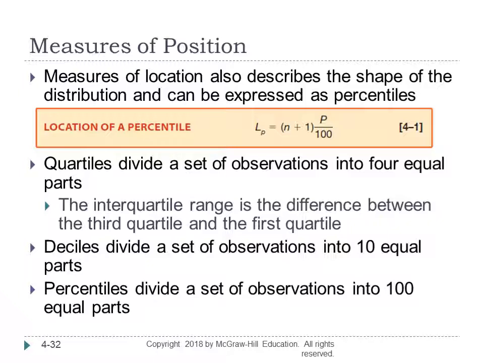Deciles divide the set of observations into 10 equal parts. You can even go smaller than that. You can calculate percentiles. Percentiles divide a set of observations into 100 equal parts. Normally you don't do that for a small set, but if you have a large set, for example, if you're looking at the grades of all students in one course, this might be a large set, so percentiles or dividing the set into 100 different parts will make sense. Now we're ready to do some calculations.